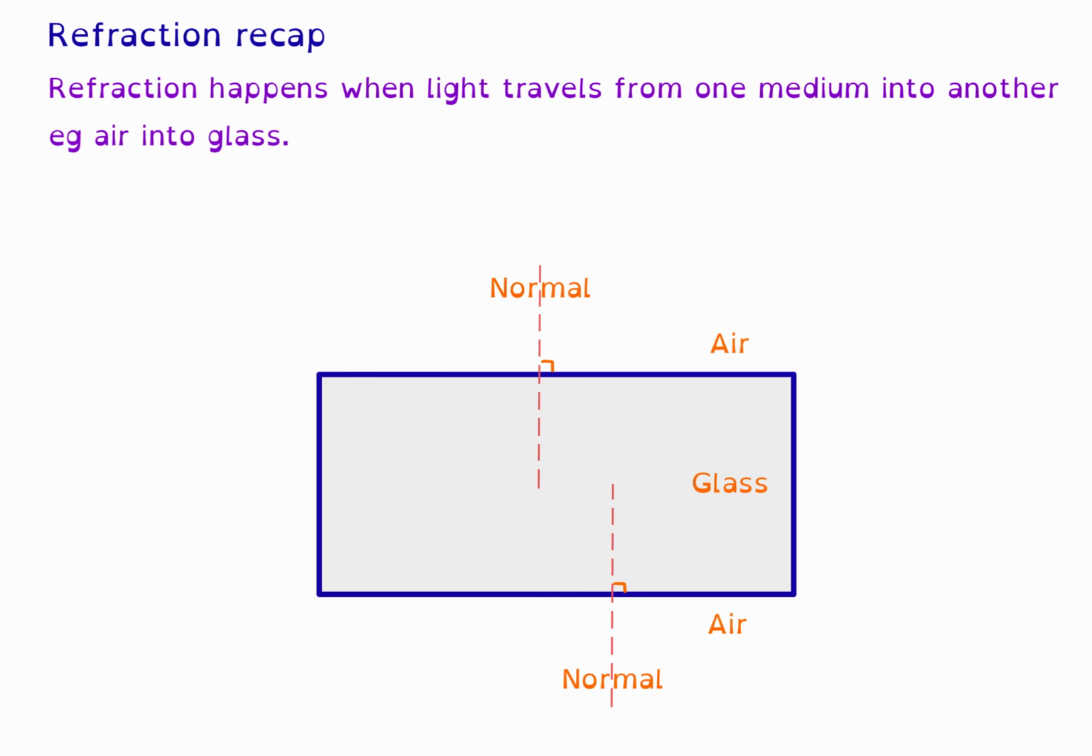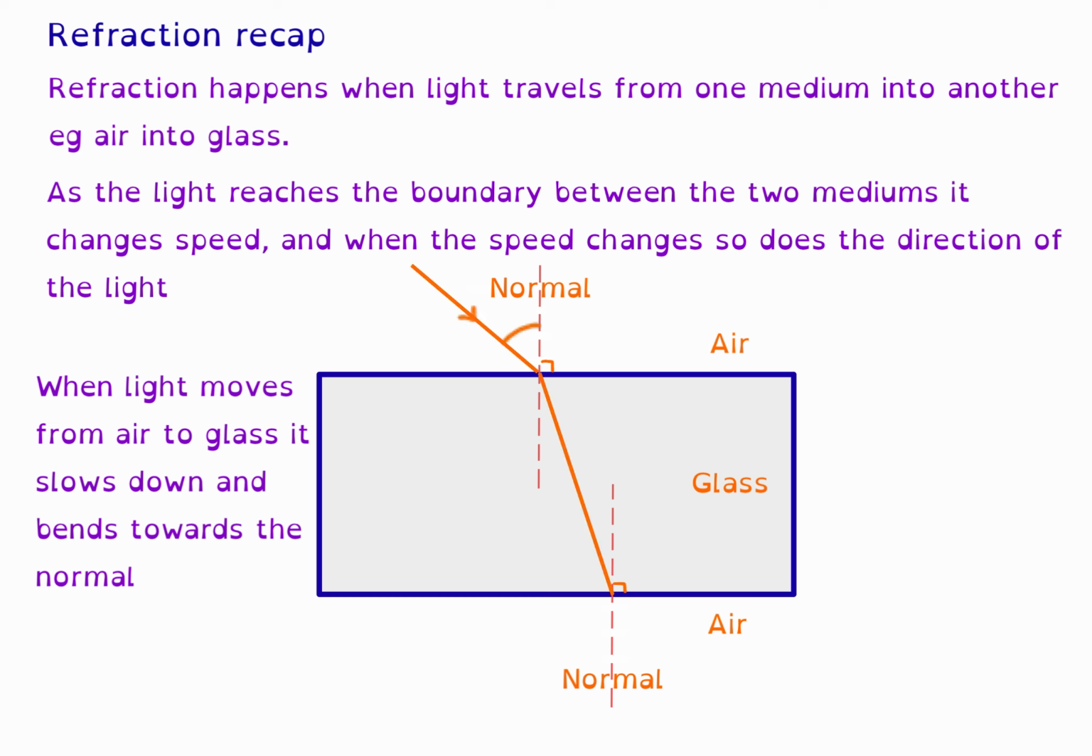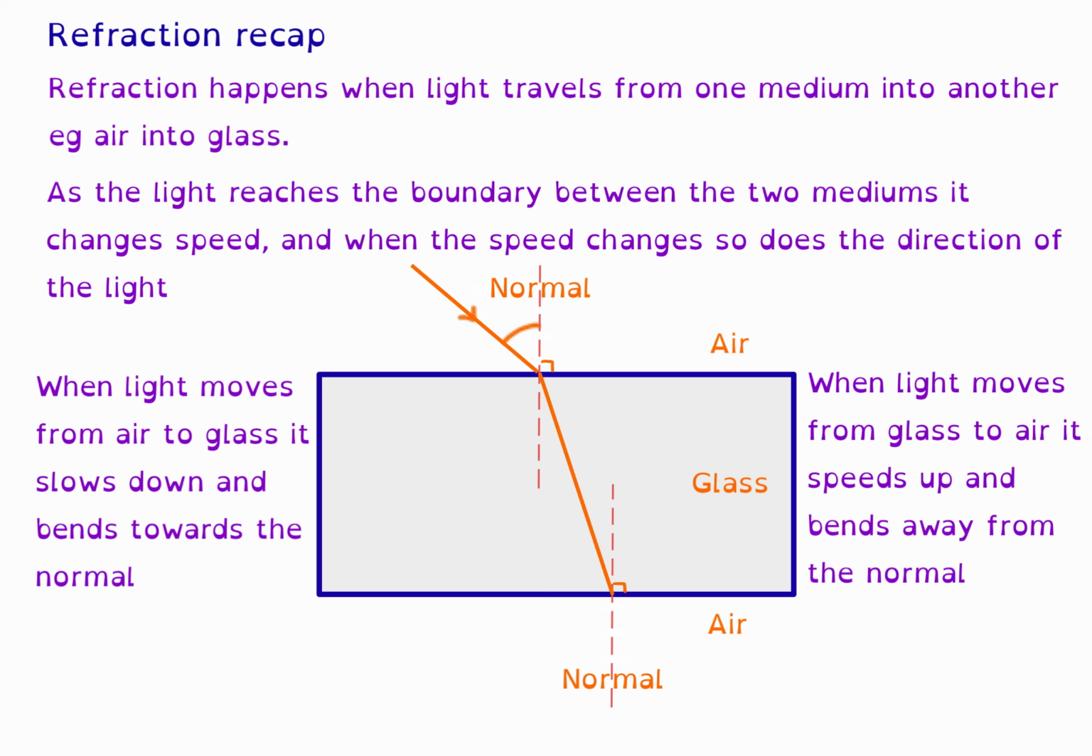Refraction happens when light travels from one medium into another, for example air into glass. As the light reaches the boundary between the two mediums, it changes speed, and when the speed changes, so does the direction of the light. When the light moves from air into glass, it slows down and bends towards the normal. When the light moves from glass into air, it speeds up and bends away from the normal.